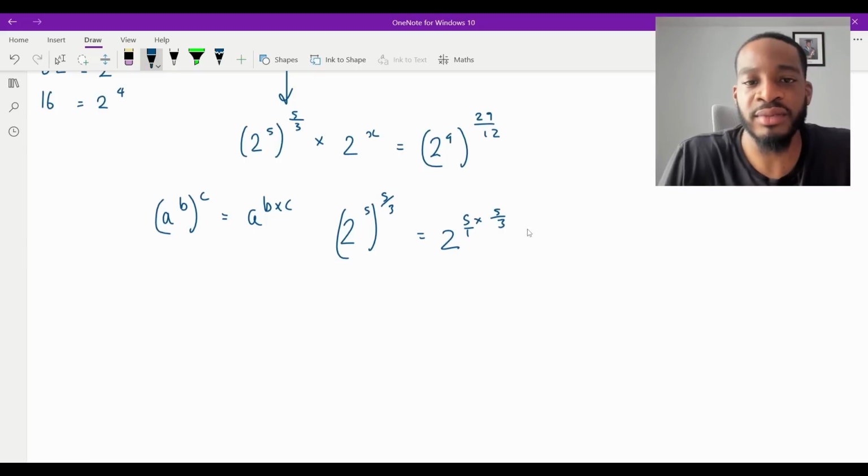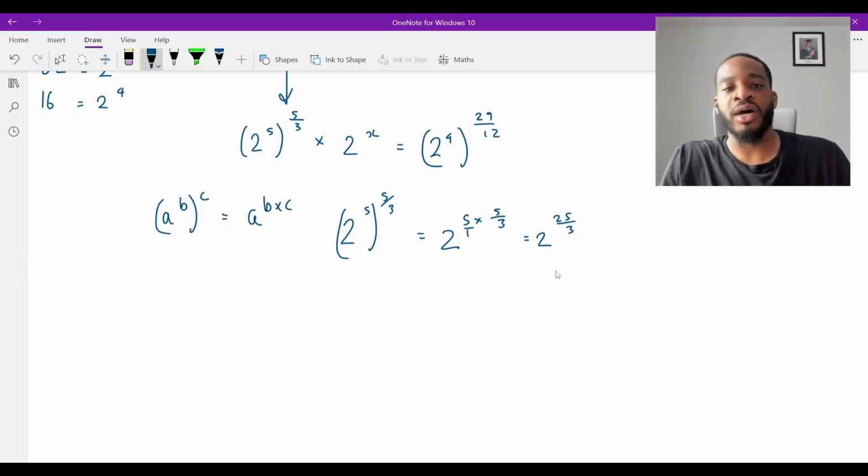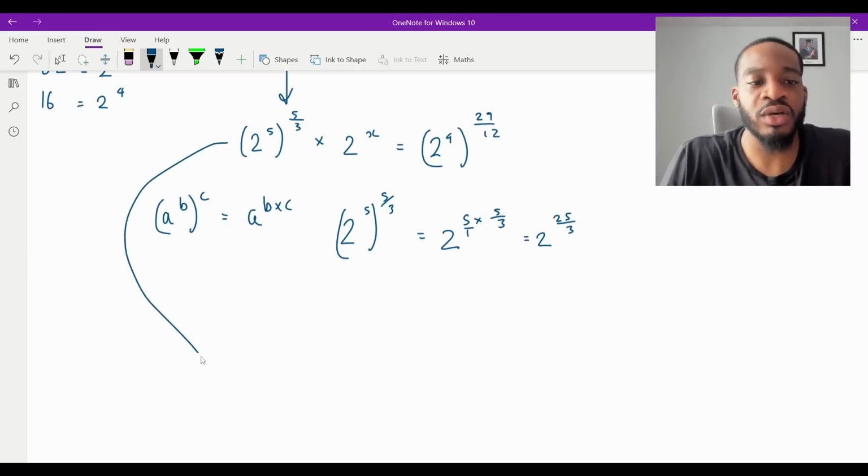I could put this over 1, and that is just going to be 25 over 3 on the top and 2 on the bottom... sorry, 1 on the bottom. So that one is done. We can write that as 2 to the power of 25 thirds. So that's done, and 2 to the power of x we can keep. Now we have to just do this one, isn't it?